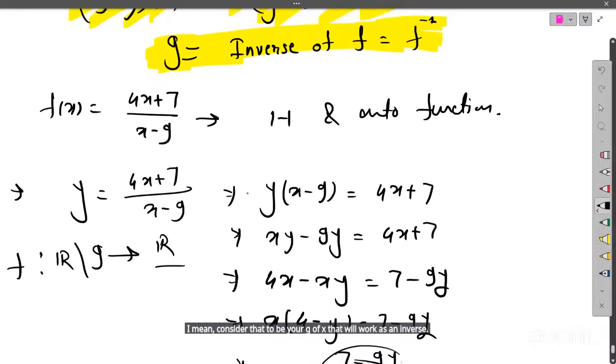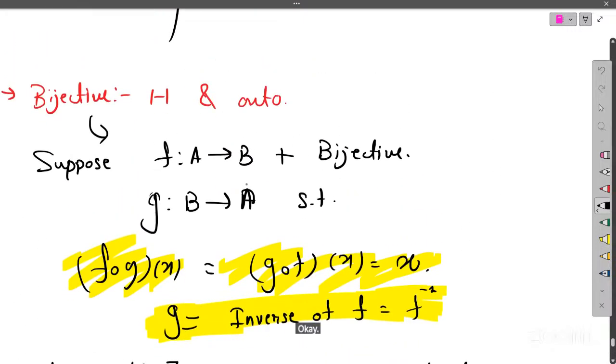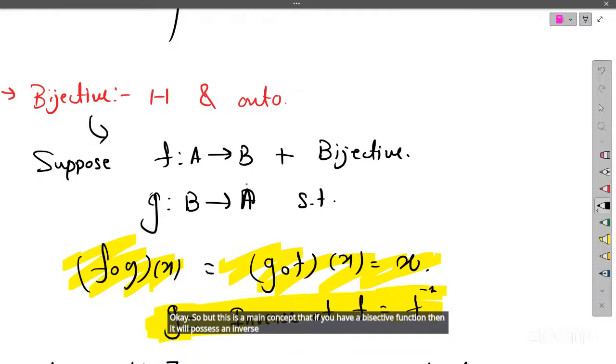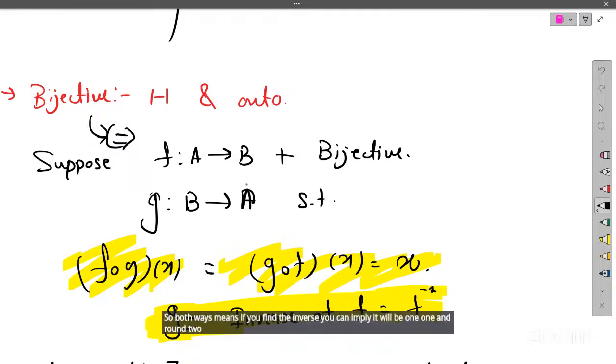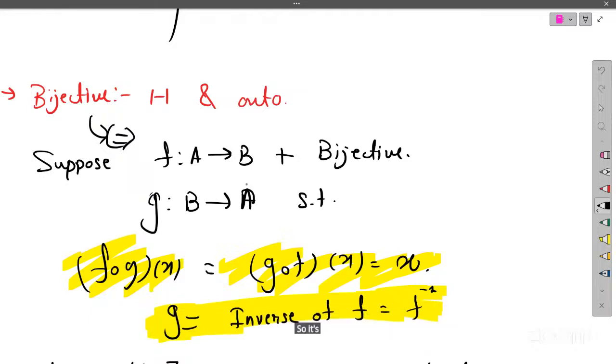Okay. But the main concept is that if you have a bijective function, then it will possess an inverse, and that inverse will have this particular property, and it works both ways. Both ways means if you find the inverse, you can imply it will be one-one and onto. And if it is one-one and onto, there will exist an inverse. So it's vice versa. The converse is also true. Okay. Clear, or did I mention it too fast?